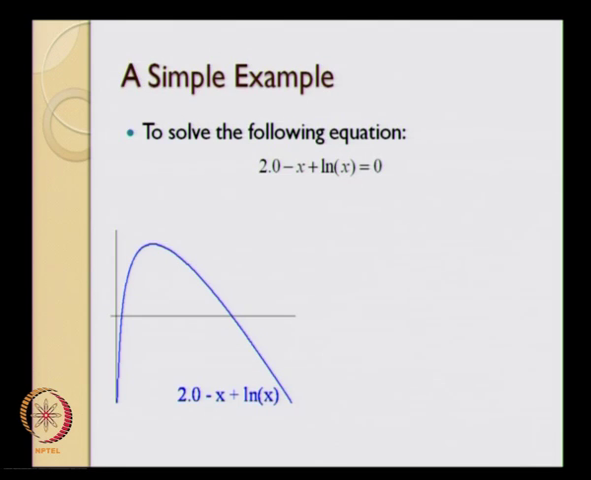This is just a straightforward example of a nonlinear equation: 2 minus x plus log of x equal to 0. Essentially, what we intend to do is find the points of intersection of this curve with the x axis. This curve intersects the x axis at two different locations. So this one location and the second location are essentially the solutions to the equation 2 minus x plus ln of x equal to 0. What we intend to do is figure out ways of numerically solving this equation.